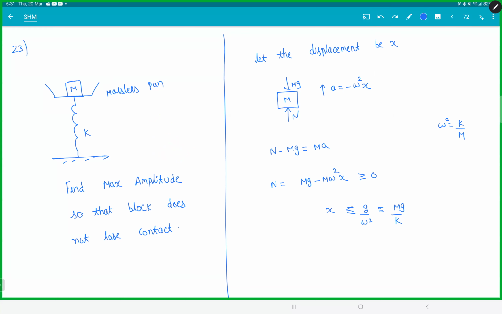Next one. Let's see, slightly more complex. It would stop extending once it extends. Yeah, you can say that. Same thing, no? After that point, the block will lose contact. So, next one.